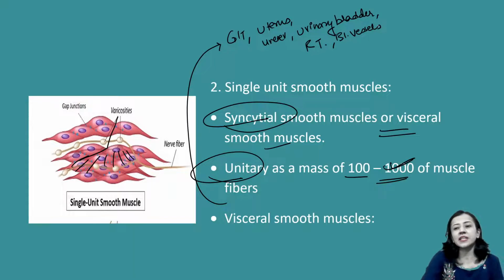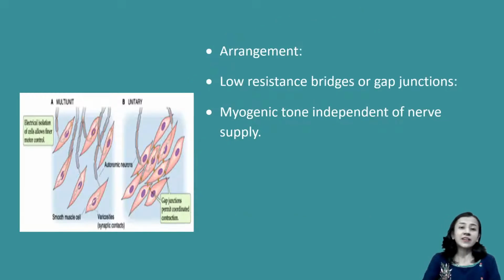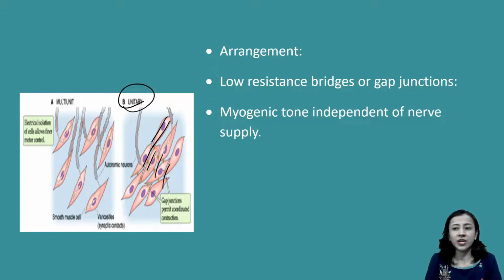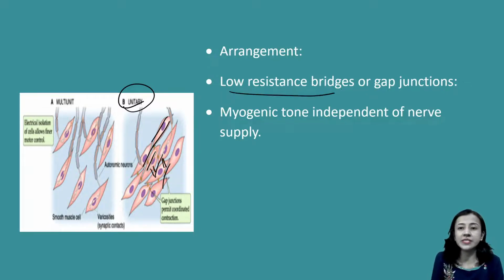So these are single unit smooth muscle. Now, these are arranged in the form of large sheets. You can see here, this is unitary or single unit. You can see here, sheets are there. Okay, and they have gap junctions. You can see here, gap junctions, which are known as low resistance bridges.